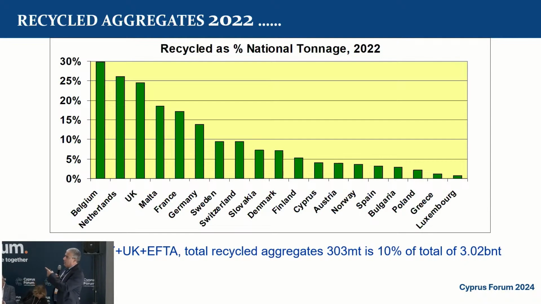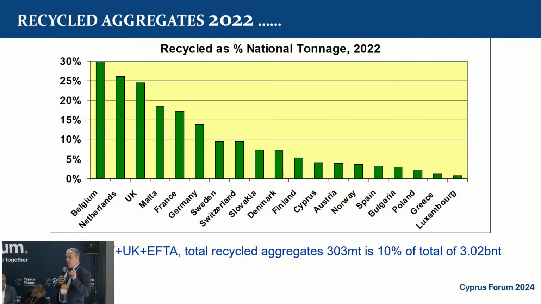As you can see here, some countries manage it better. Here, Belgium is number one, and they will explain why. The Netherlands, UK, Malta, France, Germany manage it better. And these countries declare that they manage to recycle all their waste. So the ceiling for recycling substitution, we can say, can go up to 20-25%.